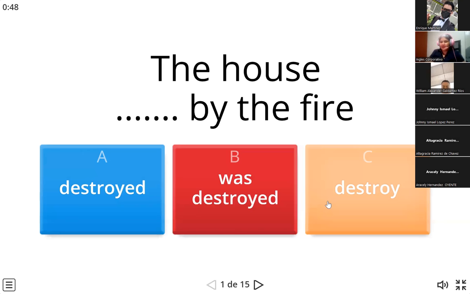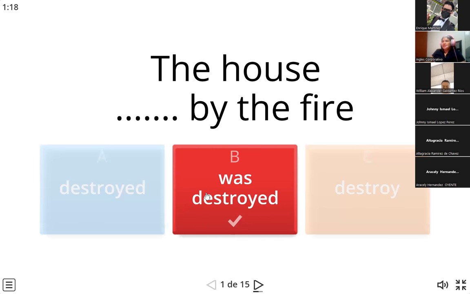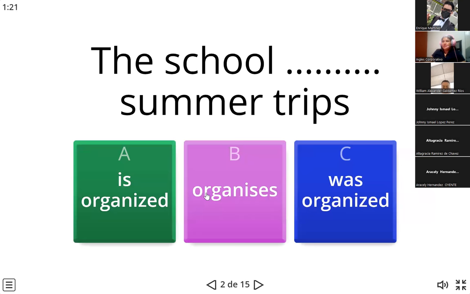Have you seen in different products that says "has been made" or "has been done by", and you see China? So that is passive voice. In this case, the house was destroyed by the fire. There are some sentences that are not passive voice, but you need to recognize which is passive voice and which is just past tense. Puede ser solo pasado o presente o passive voice.